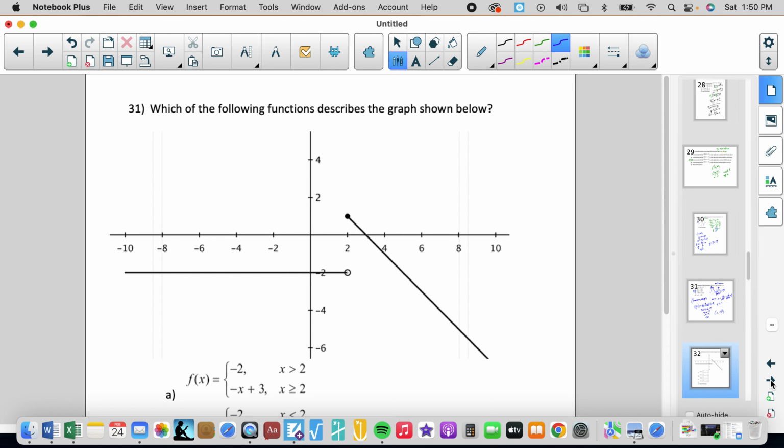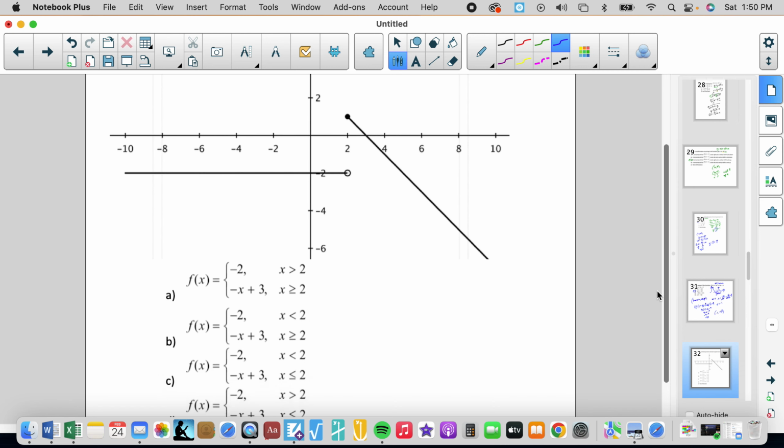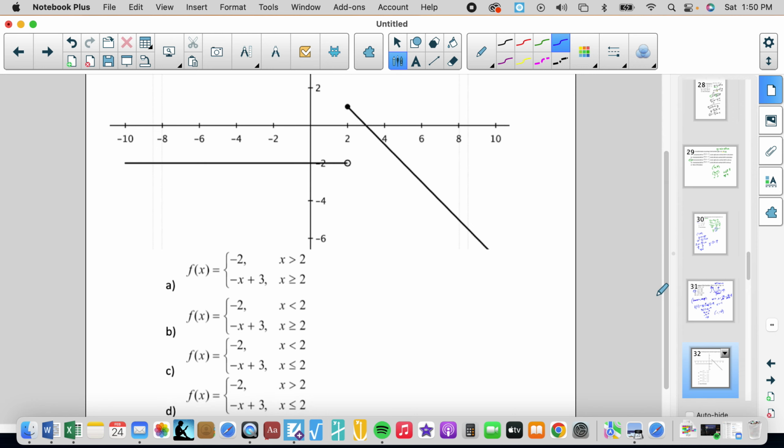Number 31, which of the following functions describe? So let's start with A. So when x is greater than 2, my output is negative 2. Here's my x values going along here. So that would say that it would be equal to negative 2. My negative 2 would be down here. That looks like a negative 2, but it would be down here that way. So not A. X is less than 2, my output is negative 2. Yep, that says that. I like that.